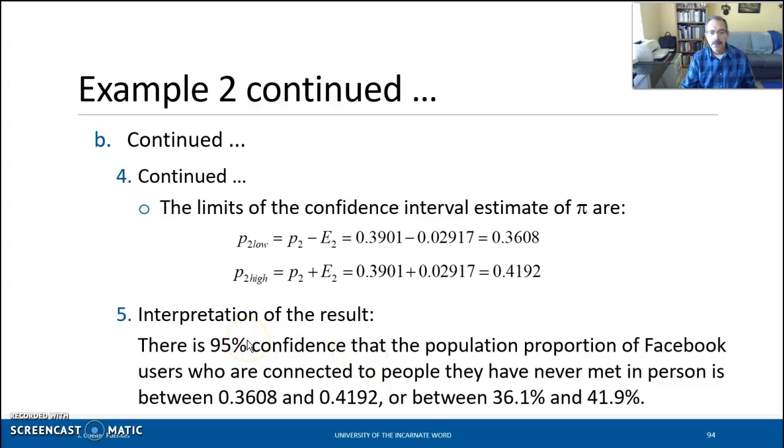All right, we'll stop here. In the next segment, we'll complete this module with a discussion of the minimum sample size.